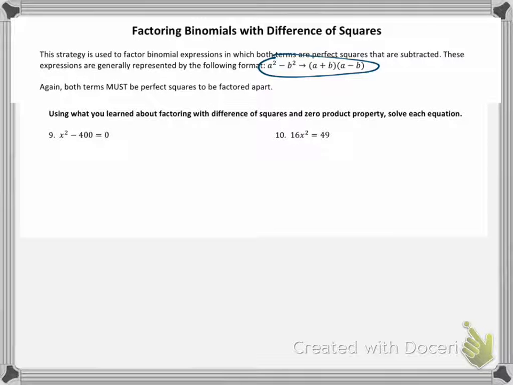So again, if we're solving, that means we're using that zero product property, aka in order to solve these guys, they have to be equal to 0. So number 9 here, we see is equal to 0. Now we can just go ahead and worry about factoring.